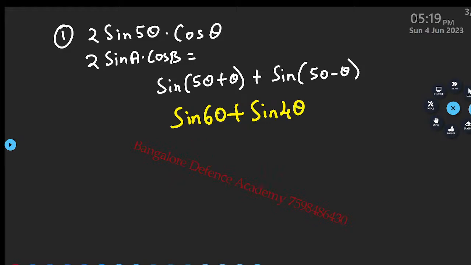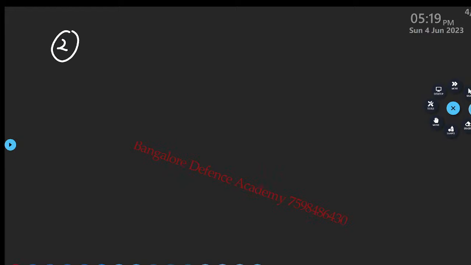Second question. Take it down. 2 cos 4 theta into cos 3 theta. Write down the formula. Do it step by step.